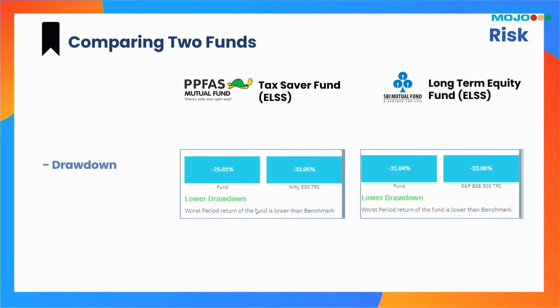Moving to the next one, the drawdown which we were speaking about. Now, if you invested 1 lakh in PPFAS tax saver fund, there can be a possibility that that particular fund has fallen by 25% in the worst period return of this particular benchmark. So if you invest 1 lakh, you're left with 75,000. But this one is even more risky because it's fallen by minus 31%. Even though both have fallen less than the benchmark, which is 33, this fund still looks safer for your investment.